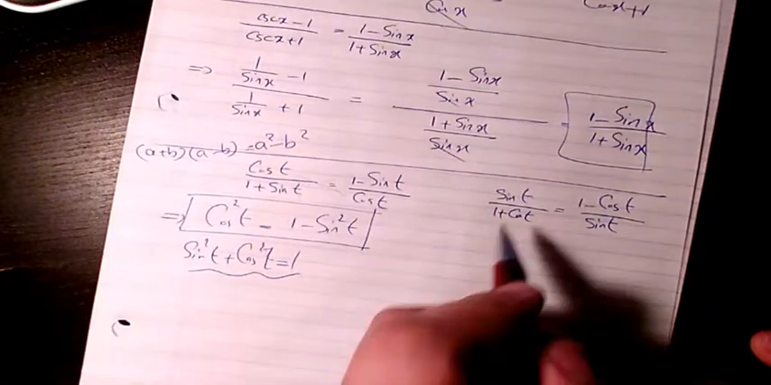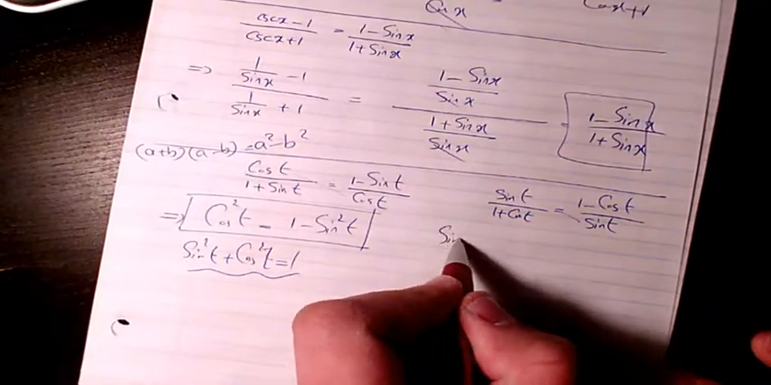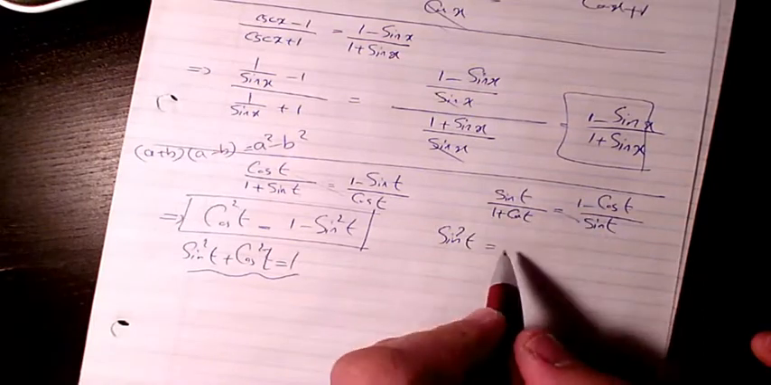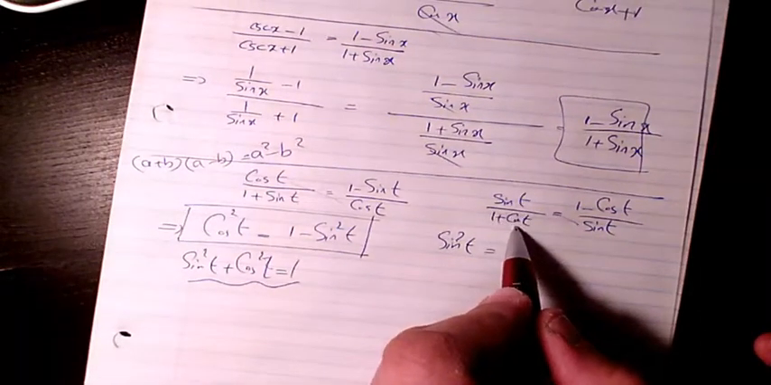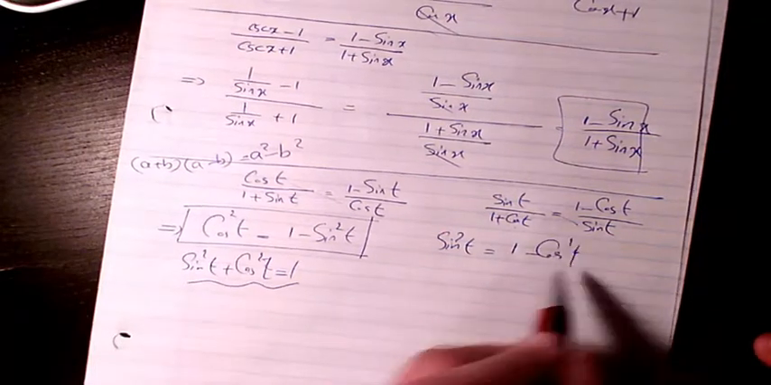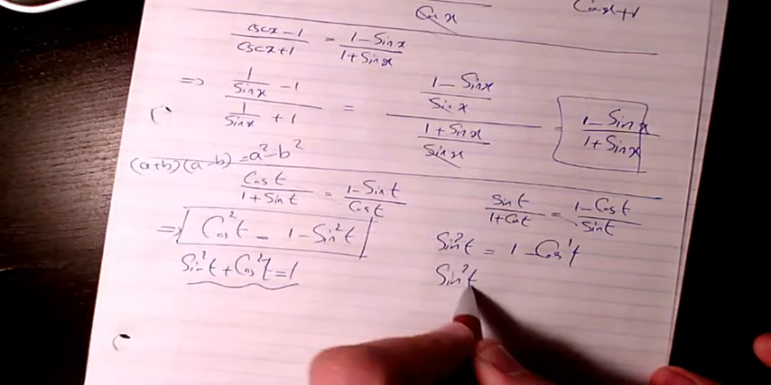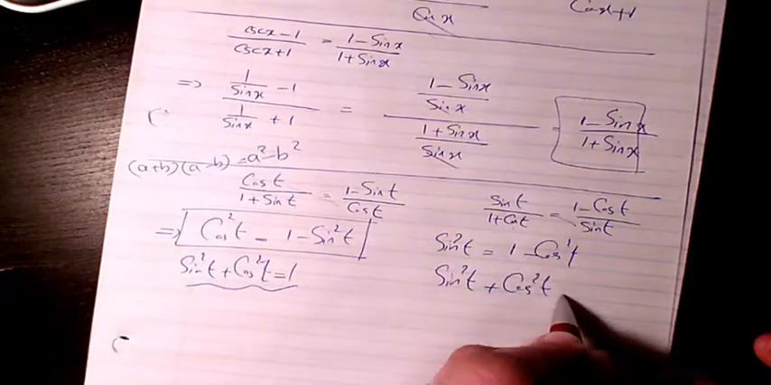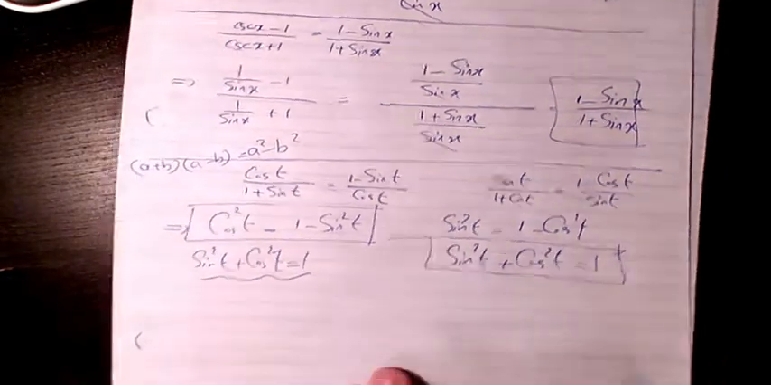Same thing we can do here. So cross multiplication is going to be sine squared t equals 1 plus cosine times 1 minus cosine. So it's going to be 1 minus cosine squared t. So it's going to be sine squared t plus cosine squared t equals 1. So that's proven.